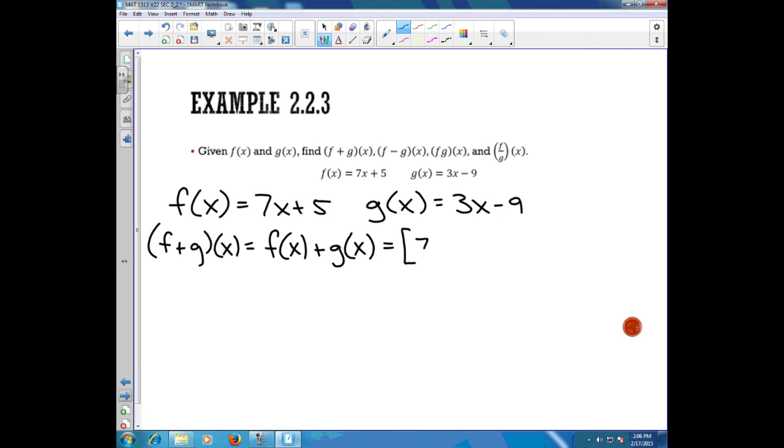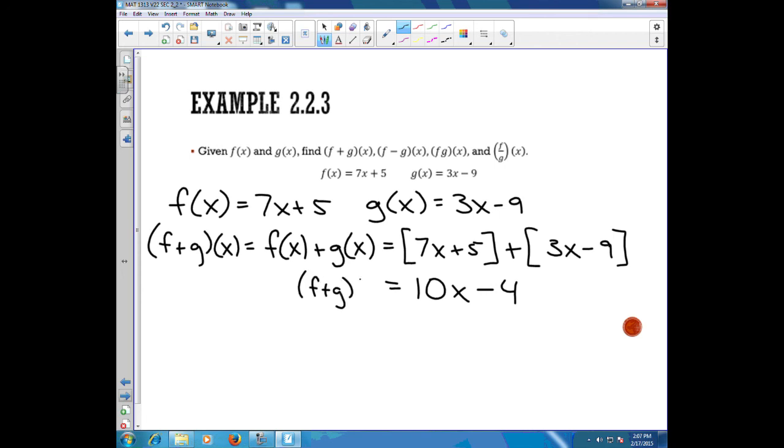So f of x is 7x plus 5, plus g of x is 3x minus 9. Now we can add our like terms. 7x plus 3x is 10x. 5 minus 9 is negative 4. And so f plus g of x is just 10x minus 4.